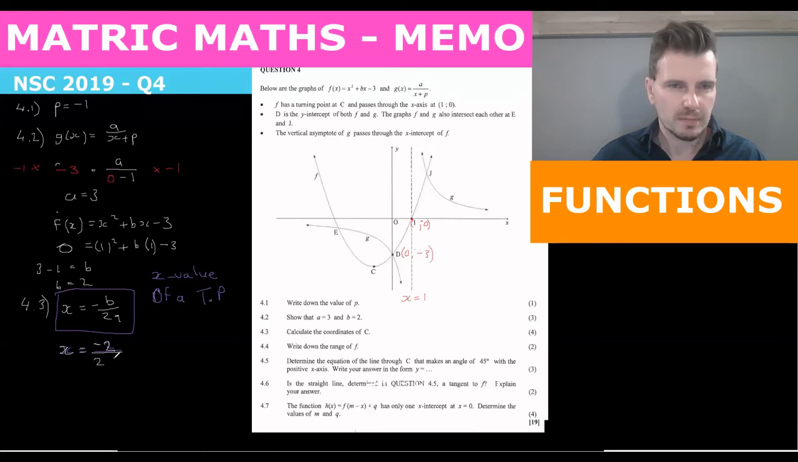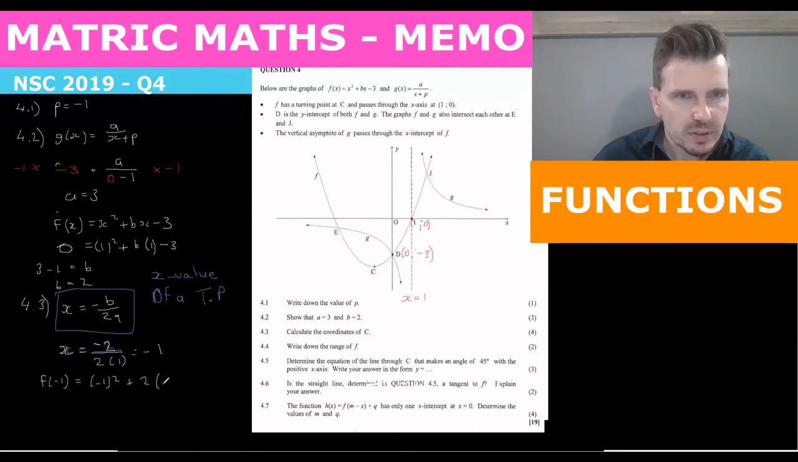And a was 1. And so x was equal to -1, which does make sense because it's around here somewhere. And then we sub that value in to get y. So f of -1 is equal to -1 squared plus 2 times -1 minus 3. And we get 1 minus 2 minus 3, so 1 minus 5, so we get -4.